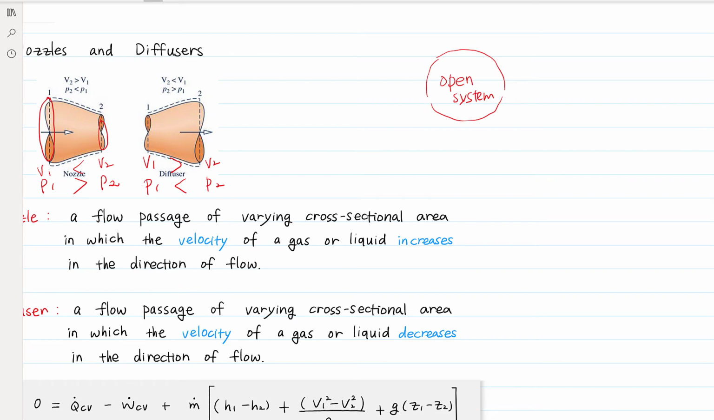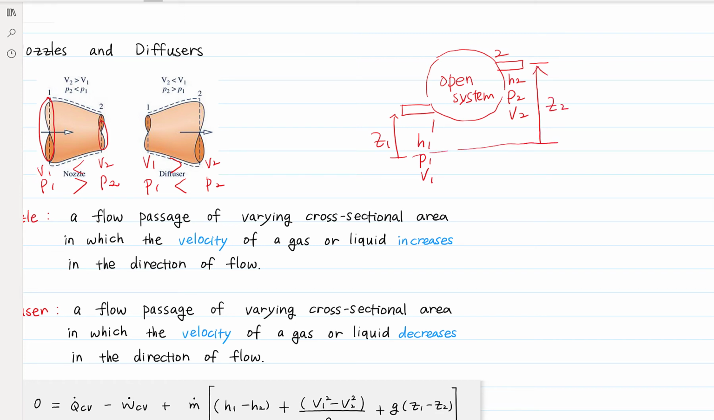Let's consider an open system. There's a single inlet, position 1, and single outlet, position 2. Enthalpy at the inlet H1, pressure P1, velocity V1. Enthalpy at the outlet H2, pressure P2, velocity V2. And the elevation of the inlet is Z1. Elevation of the outlet is Z2.